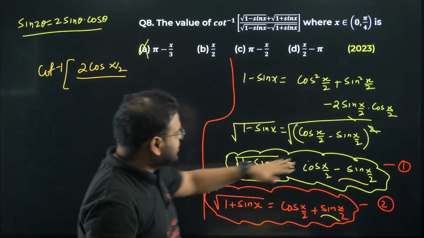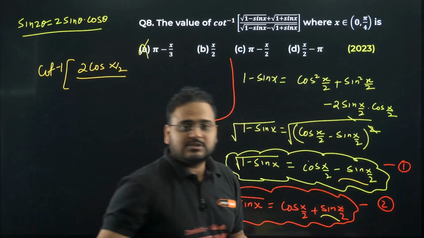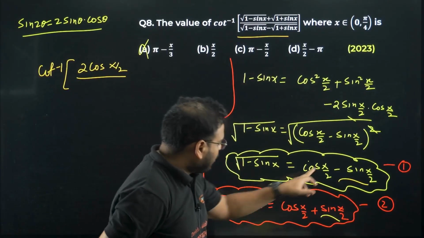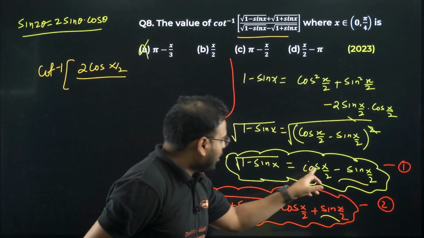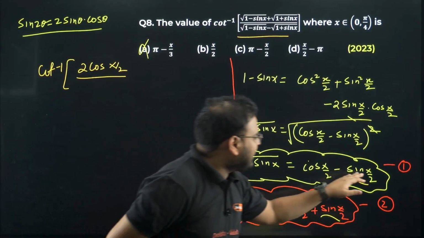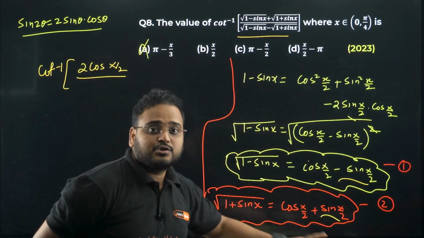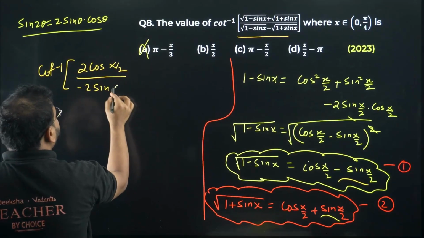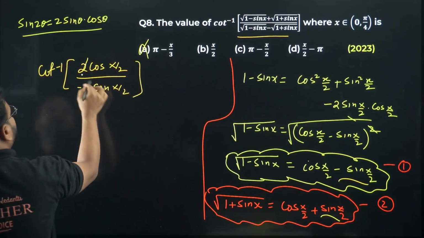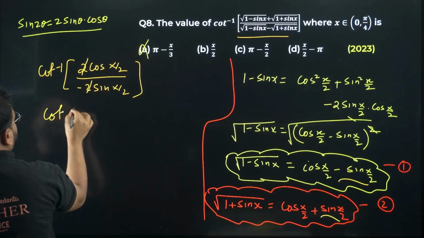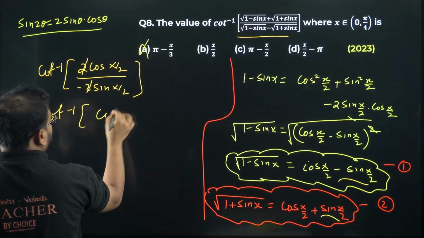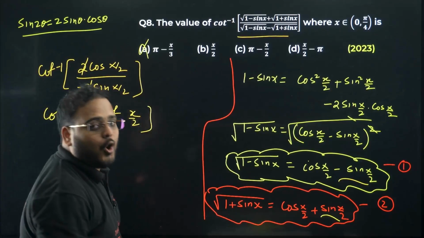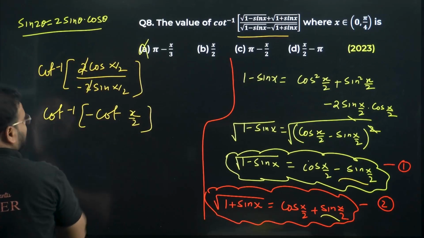Second is the difference of these two. Subtract 1 and 2. Have a look. Cos and cos will cancel each other. And we have minus sin x by 2, and it will become minus again. So we'll have minus 2 sin x by 2. 2 and 2 are cancelled. Next step. Cot inverse of cos by sin, cot x by 2. Cos by sin is cot. There is a minus sign over here. I'll put it like this.